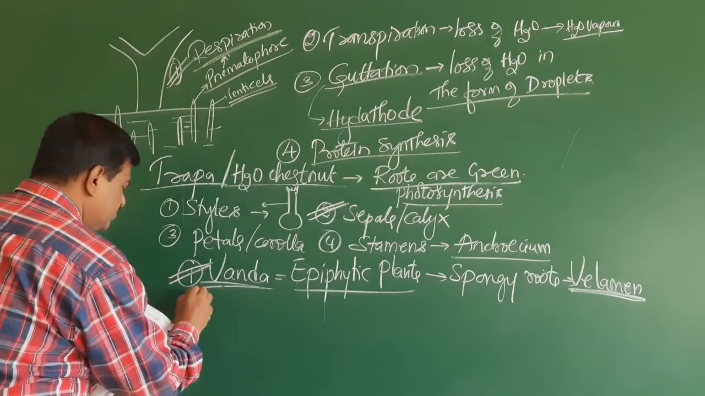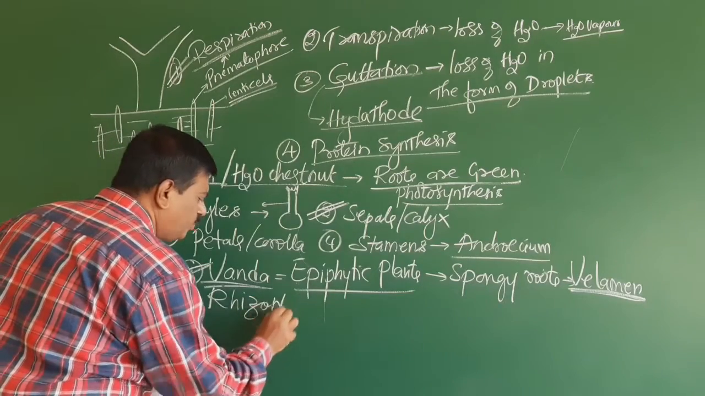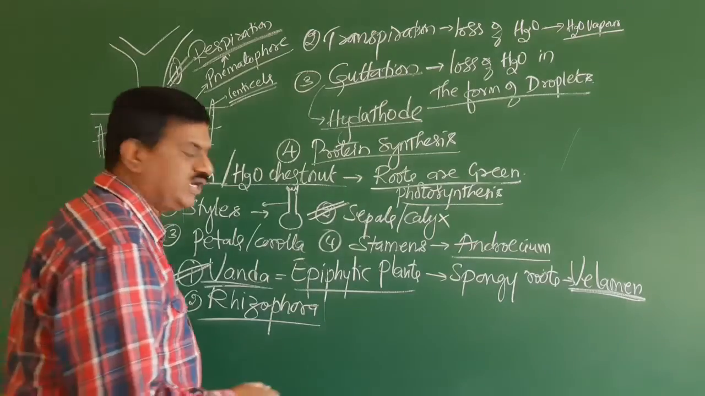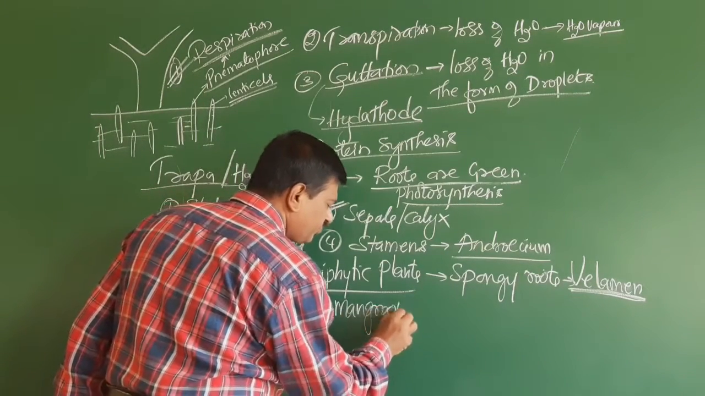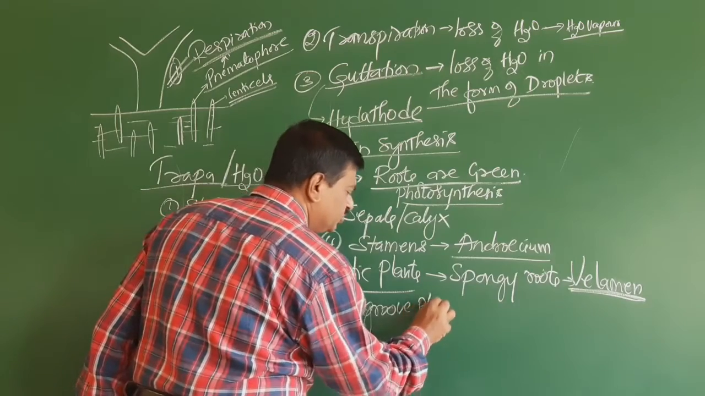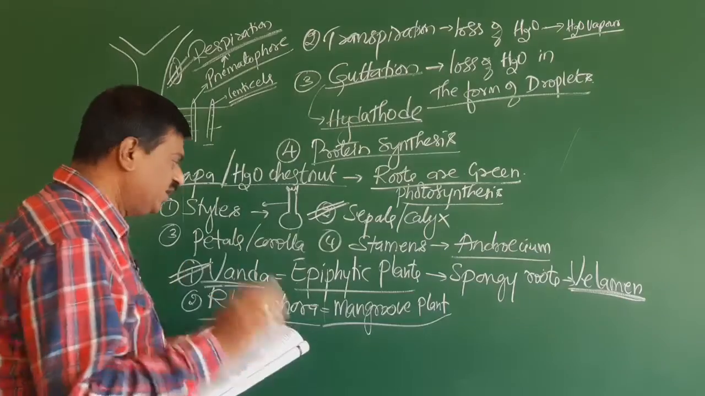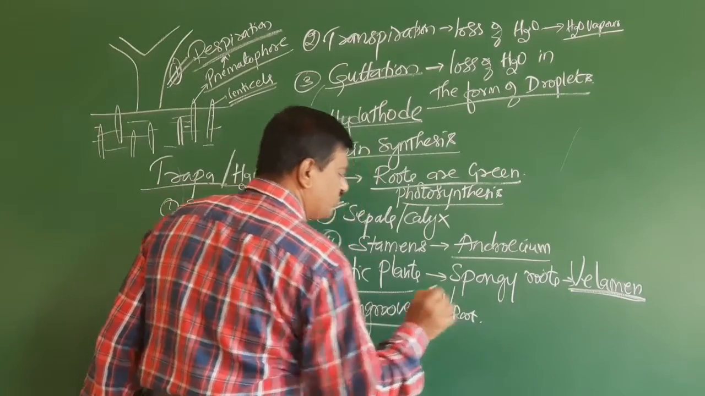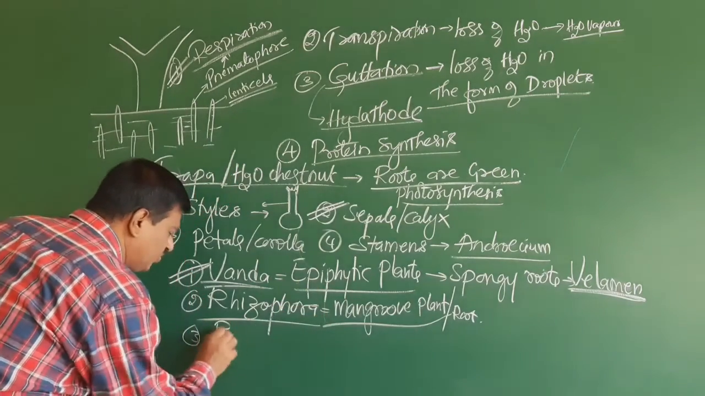So we go for the second option, Rhizophora. Rhizophora is a mangrove plant, and its roots are mangrove roots. This is not the answer. So when we go for the third one, it is Bryophyllum.